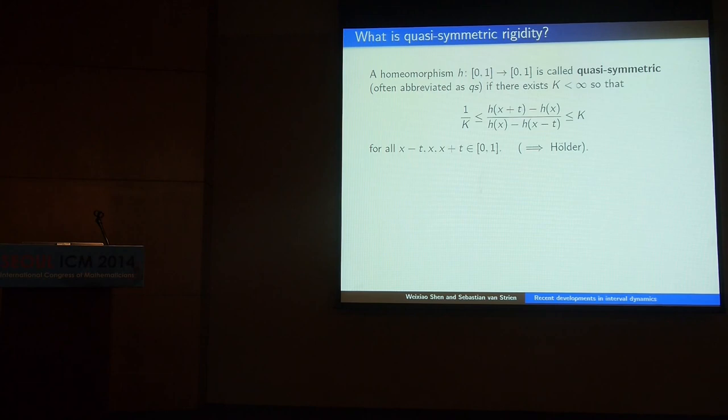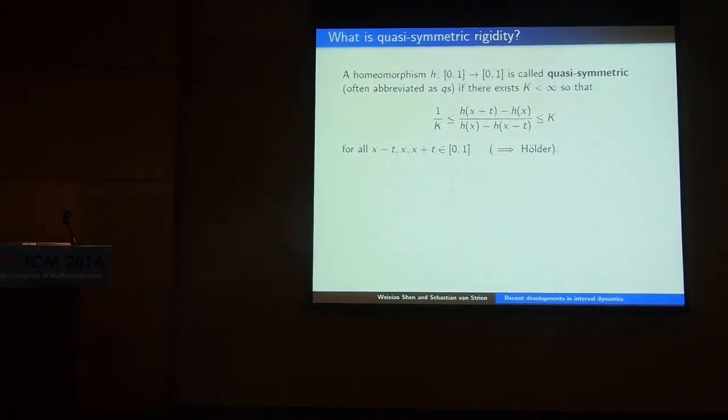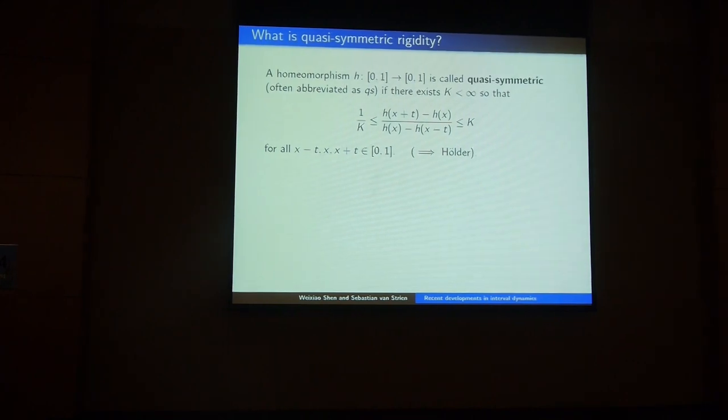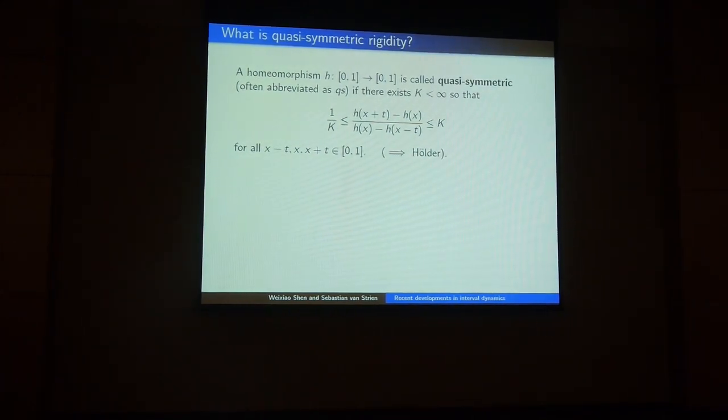Quasi-symmetry simply means that if you take three points, with one in the middle, then the image of the middle point is more or less in the middle. You take points x minus t, x and x plus t, and you look at the ratio of the right and the left interval, and it's more or less one. If it was one, it would be linear or affine, and in this case it's almost linear. So it's not quite smooth.